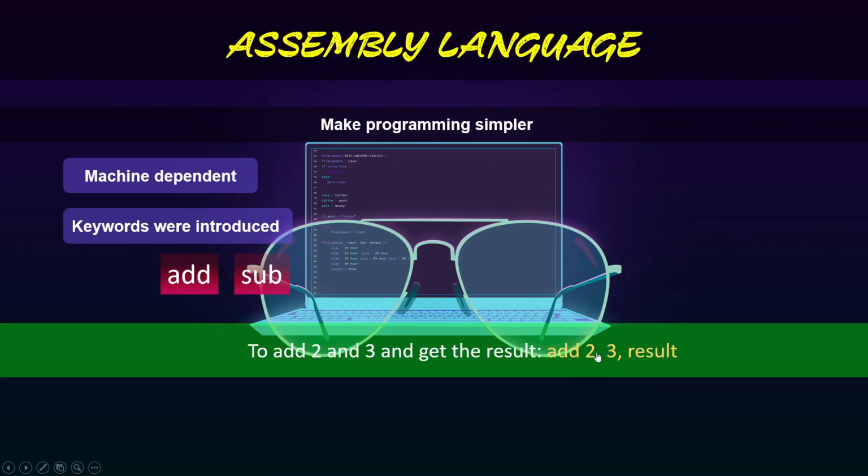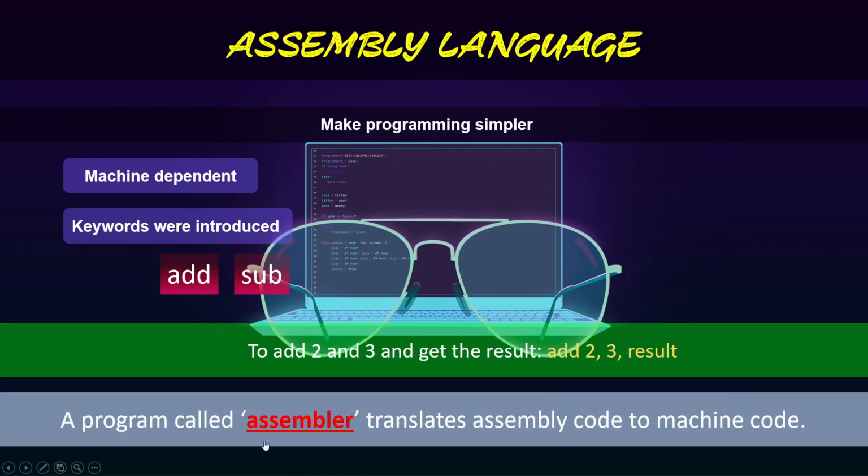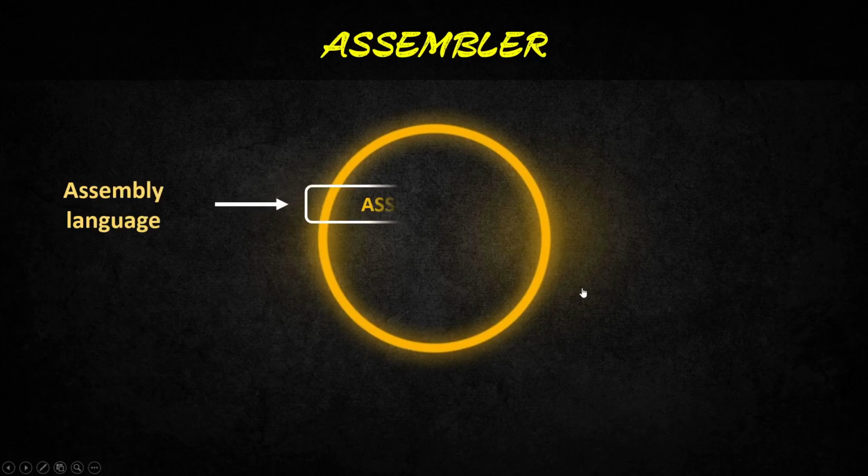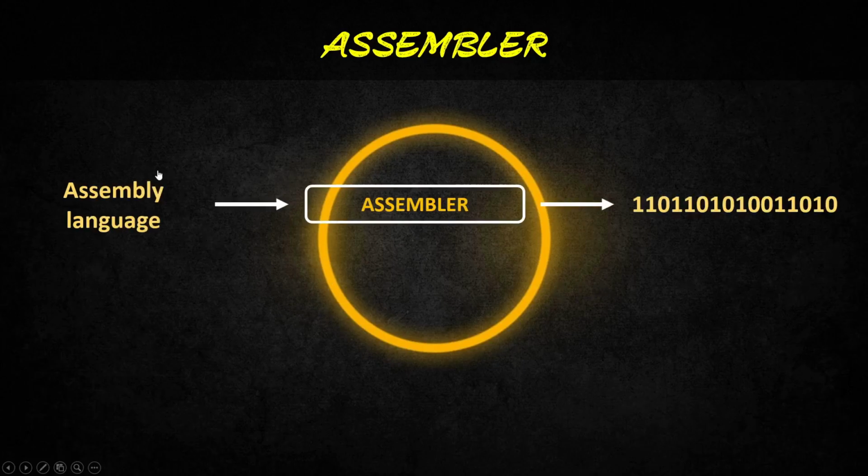As I said, all instructions should be written in machine code before the computer can execute them. So there is a program called an assembler that translates assembly code to machine code, and this is how we can run assembly code. Whenever we write code in the assembly programming language, the assembler translates that code into machine code, and then it will execute.